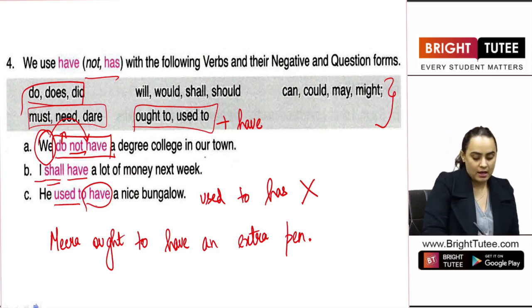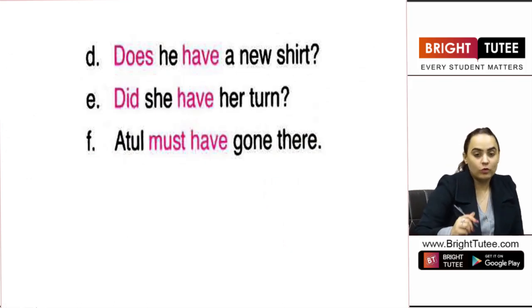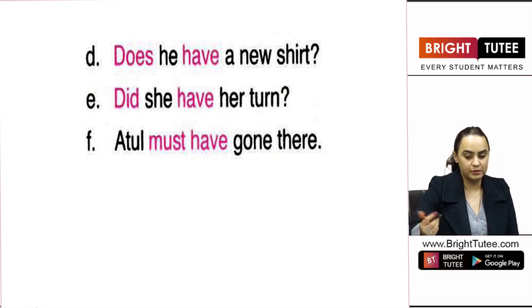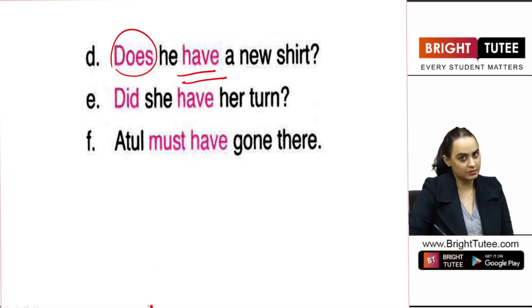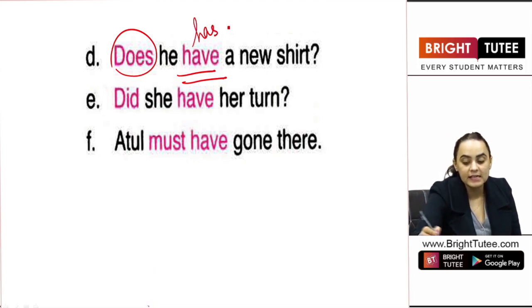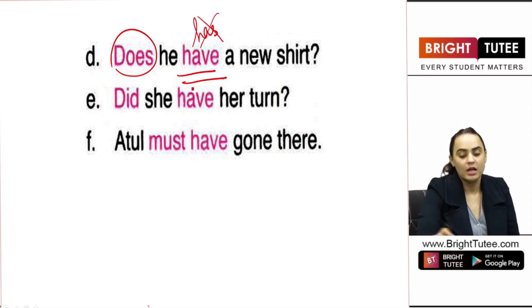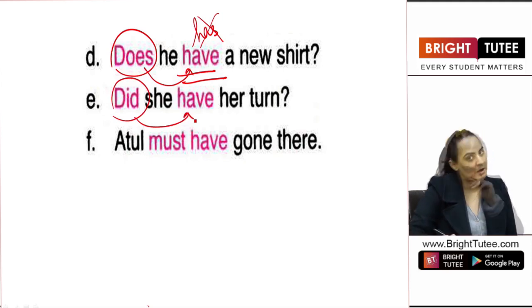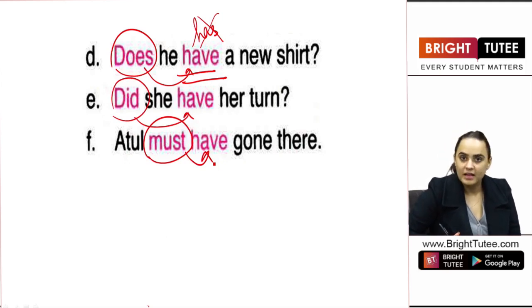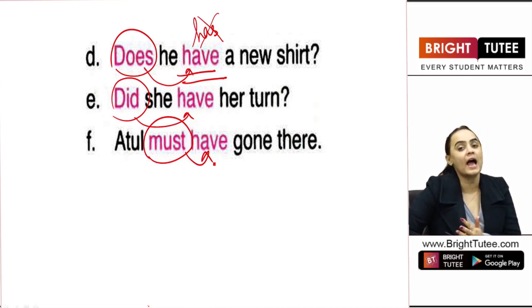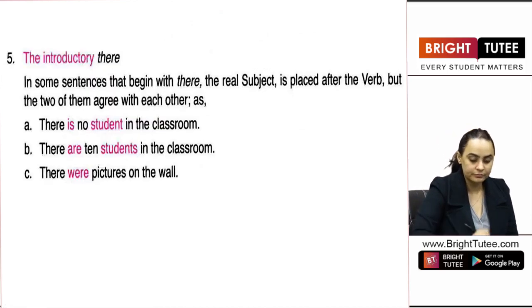Okay. Before we move on to the next rule, we have some more examples. Does he have a new shirt? I would never say does he has a new shirt. No. Does, we always use have. Did, we always use have. And any modal verb we use have along with it. Right? So all these examples have very well told us how and where we are going to use have in the sentence. Next rule.